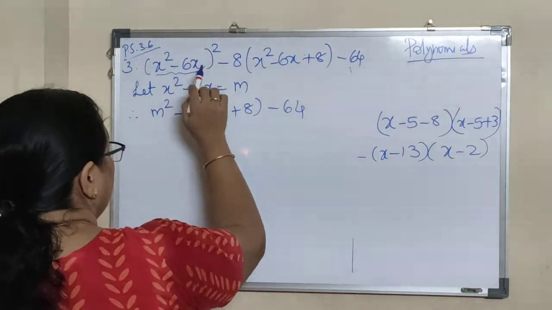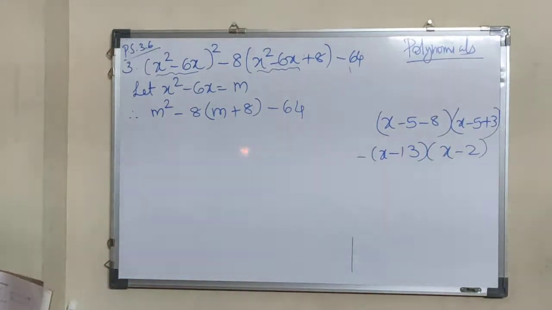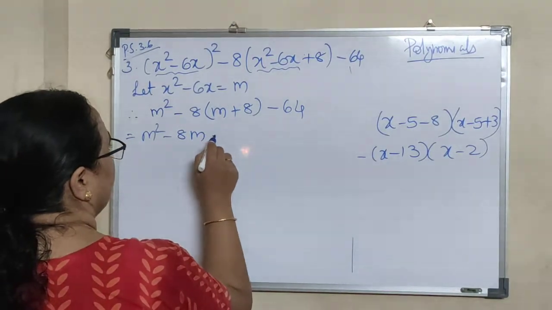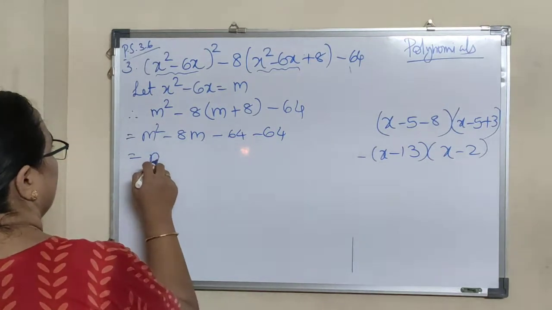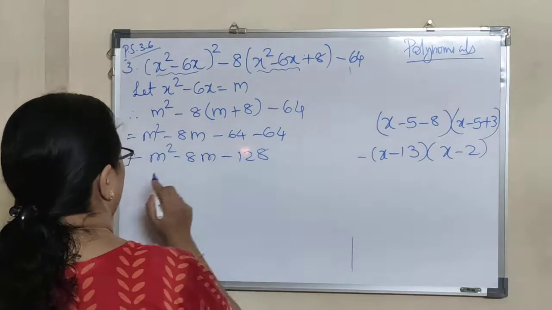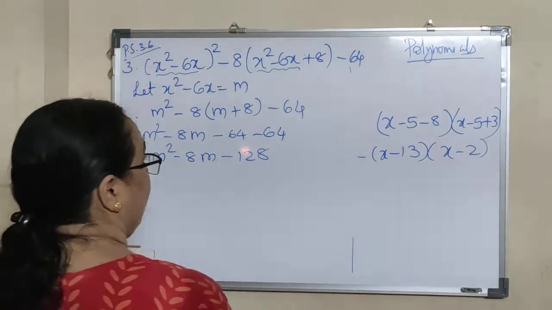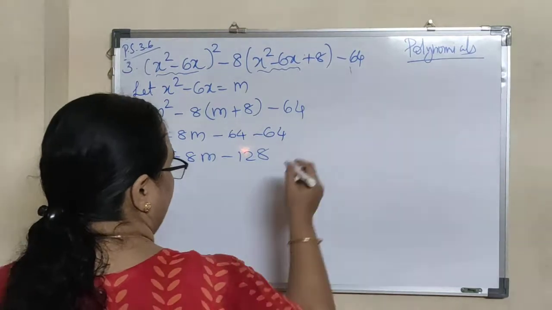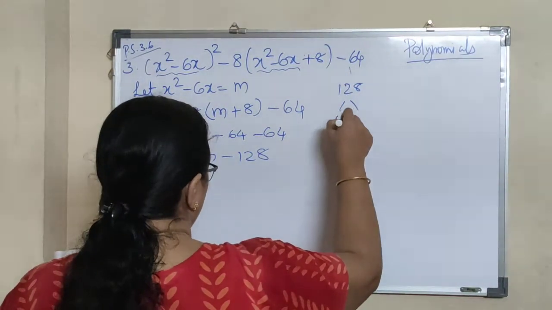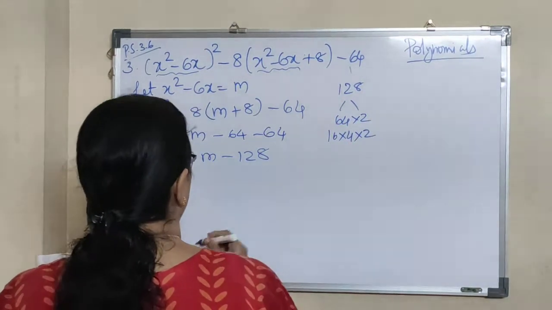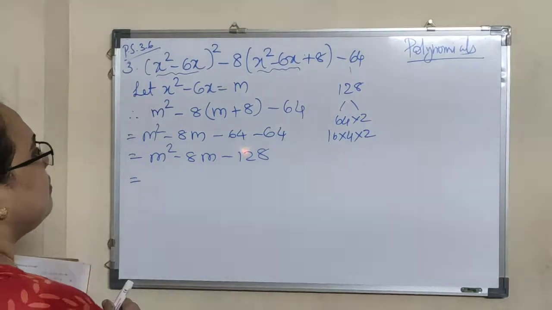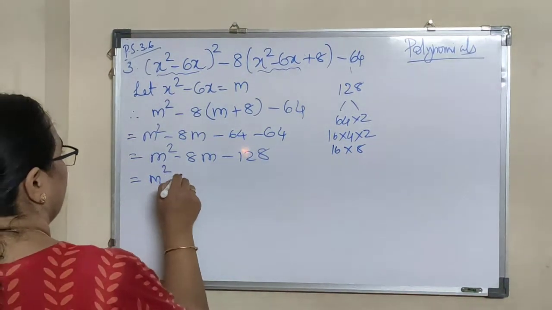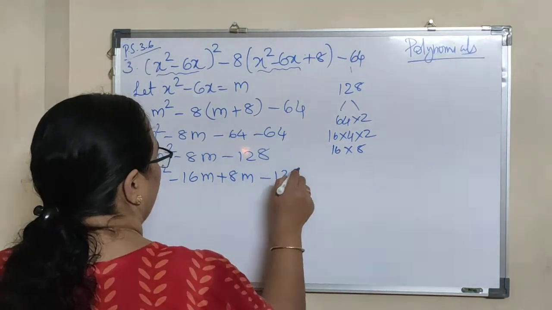Only x square minus 6x will become m. Followed? Now, open the bracket. This becomes m square minus 8m minus 64, minus 64, so m square minus 8m minus 128. Let us check the splitting for 128. Anyone who knows the splitting to get 8? 64 twos are 128, 16 and 8. Minus 16 plus 8 will give us minus 8. So m square minus 16m plus 8m minus 128.